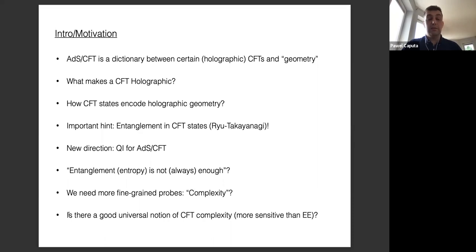In other words, we would like to understand if there's a good universal notion of CFT complexity that is widely applicable not only to free theories and so on, but really to CFTs that are holographic, and this notion of complexity is more sensitive than entanglement entropy, so that we can fully determine the holographic geometry. That's my intro and motivation, and I hope some of you would not be turned off by some of these questions, so that's why I put it at the very end, and you could digest all the information in the talk without this politics.